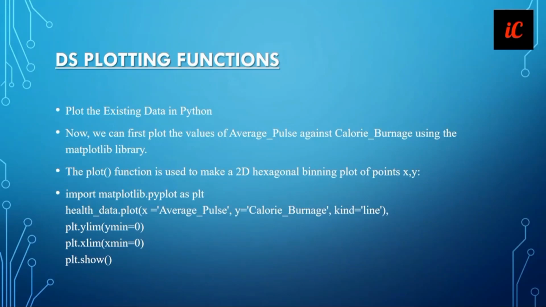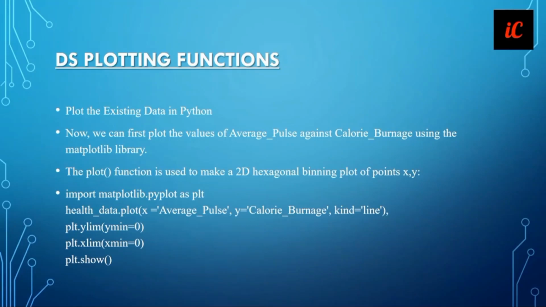Now we can first plot the value of average pulse against the calorie burnage using the matplotlib library. This is one of the libraries that is already available. With the help of the plot function, we can make a 2D plot of points x and y. In data science, we usually have to work on x and y axes. On screen, you can see I have given the format for how to work on it.